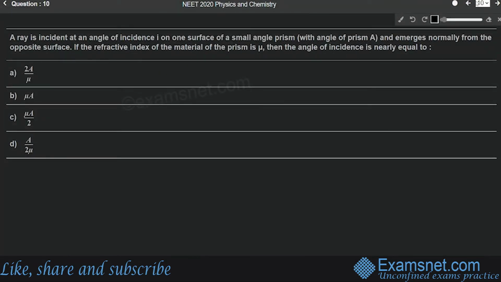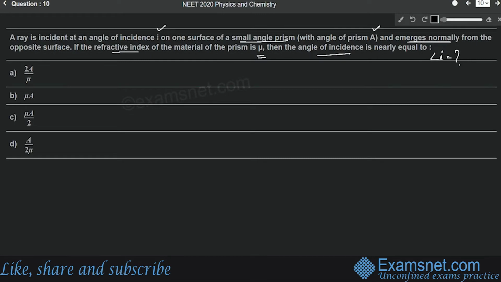Question number 10 is from the chapter Ray Optics and Optical Instruments, and the question is, a ray is incident at an angle of incidence I on one surface of a small angle prism with angle of prism A and emerges normally from the opposite surface. If the refractive index of the material of the prism is mu, then the angle of incidence is nearly equal to. So we have to determine the angle of incidence, right?